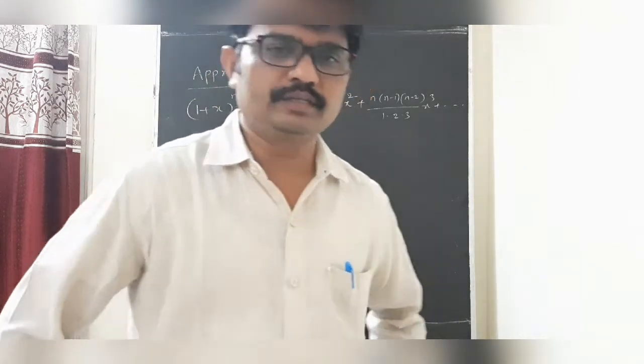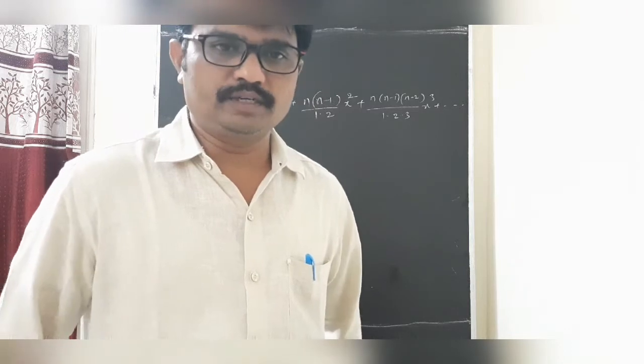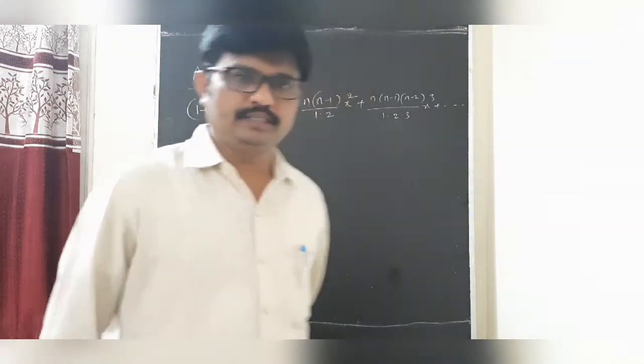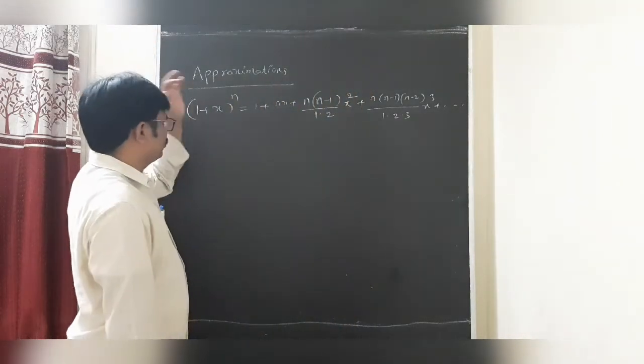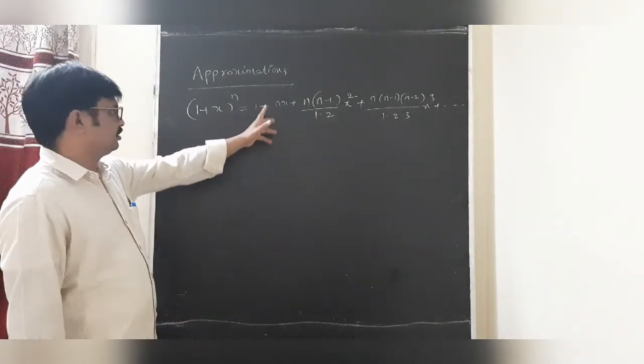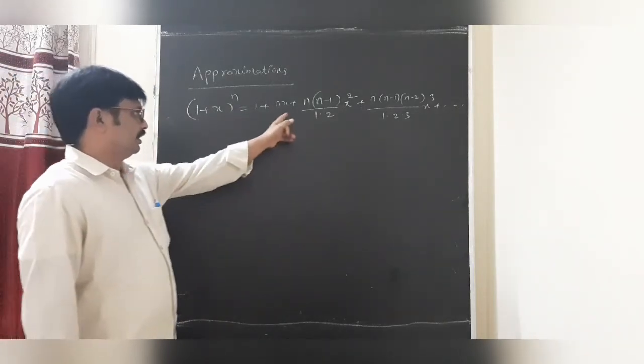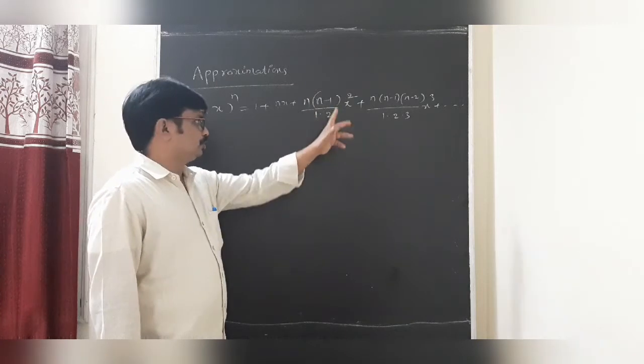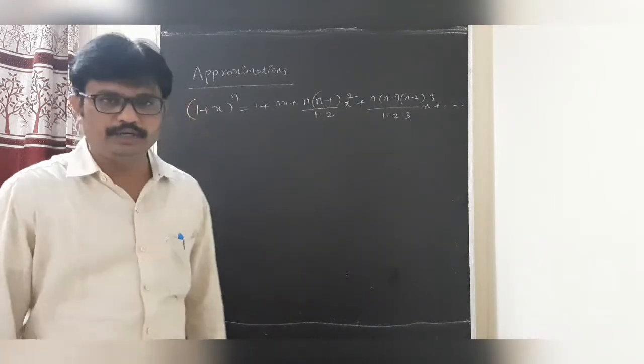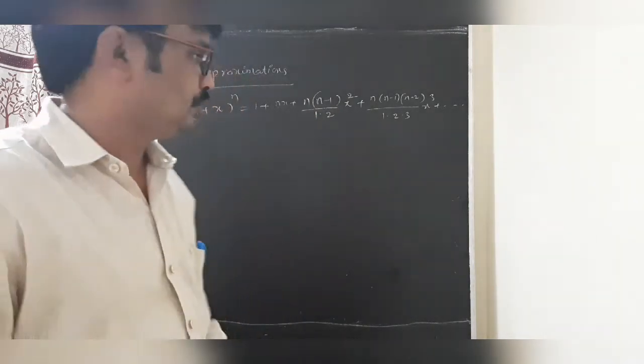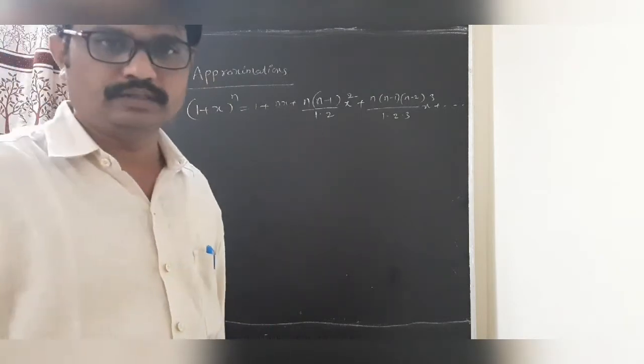Today we are going to discuss approximations. Okay, students. The expansion of (1 + x)^n is 1 + nx + n(n - 1)/(1·2) x² + n(n - 1)(n - 2)/(1·2·3) x³.